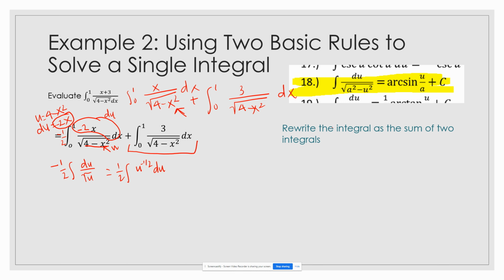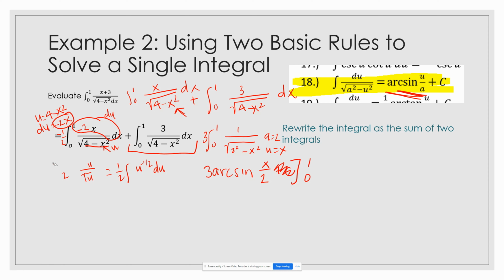This piece of it, as we can see, is going to be the arcsine rule. So for this piece, I'm going to pull that 3 out. I'm going to go from 0 to 1, and then this is going to be the square root of 2 squared minus x squared. So a is 2 and u is x. So this integral becomes 3 times the arcsine of x over 2 plus c. Not plus c, because we are actually integrating from 0 to 1. Okay, so let me erase that so that we can see this better.